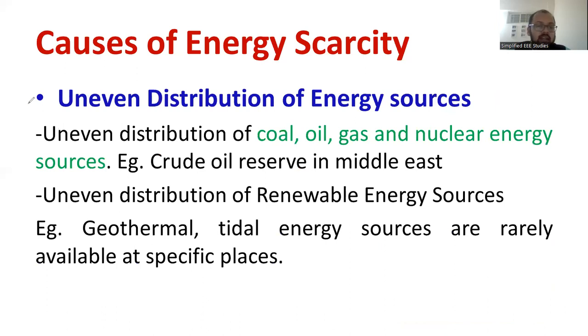Another one is uneven distribution of energy sources. You know that energy sources are not equally distributed across the globe. If you talk about oil, it is mostly available in the Gulf countries. Nuclear fuel is available in only a few places. So we can say that there is an uneven distribution of different energy sources. Uneven distribution means some areas have a deficit of energy sources. That is another remarkable point, so you have to take care of this point.